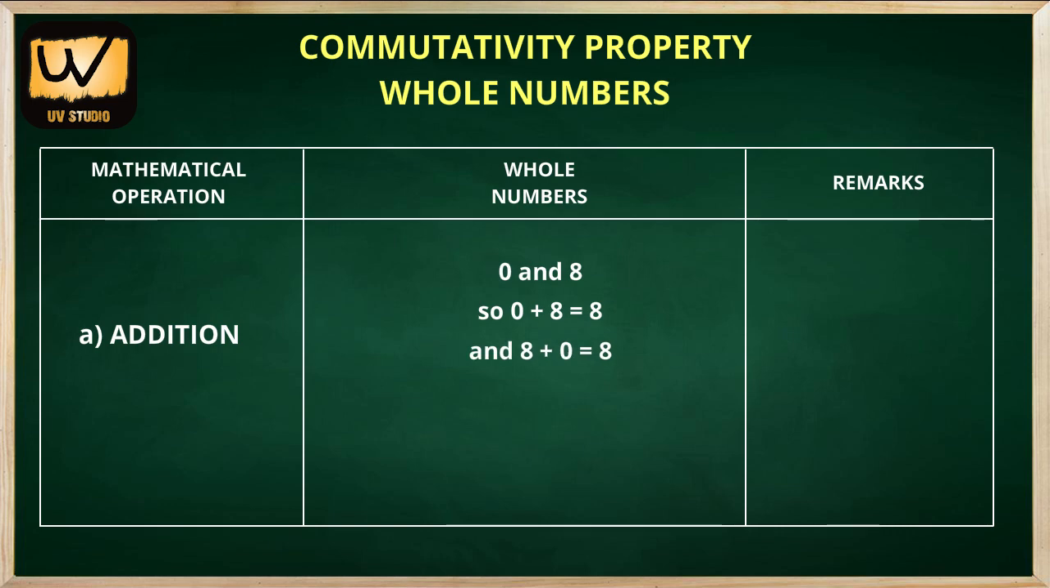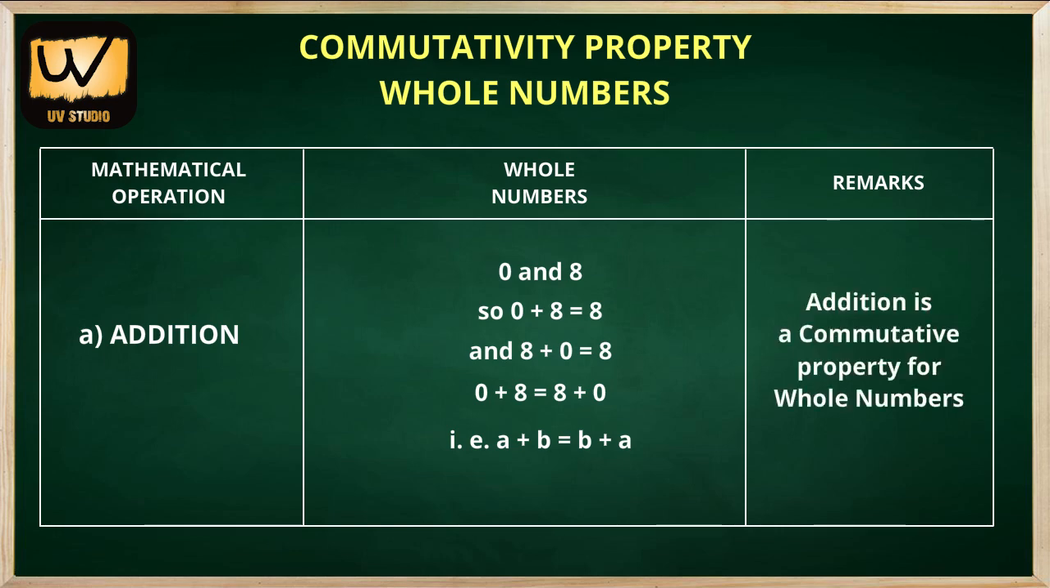8. And how much is 8 plus 0 equal to? Again 8. It means 0 plus 8 is equal to 8 plus 0. That is 8 is equal to 8. Now friends, doesn't that mean A plus B is equal to B plus A? Yes. Therefore, see the remark column. Addition is a commutative property for whole numbers.